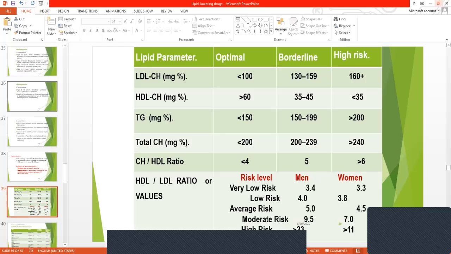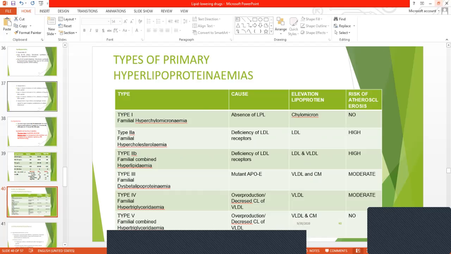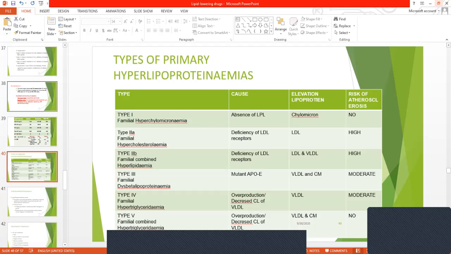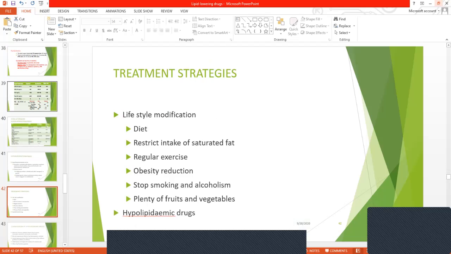Here we see some parameters. These are the types of primary hyperlipoproteinemias. Now coming to management of secondary hyperlipoproteinemia. Hyperlipoproteinemia of both types can be managed either by lifestyle modification or by use of drugs.